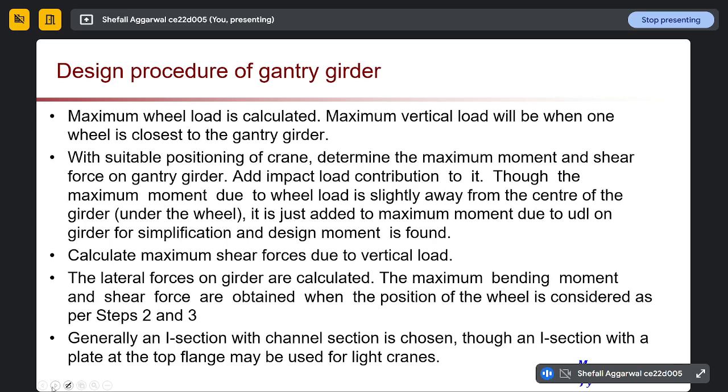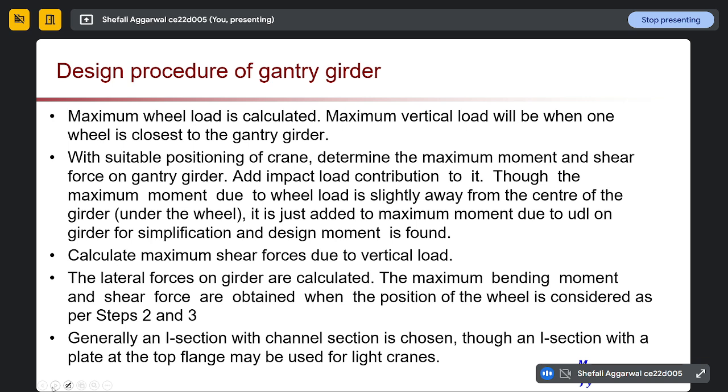So the next step is calculating the maximum shear force due to the vertical load. After positioning our gantry girder, we calculate the maximum loads. Then after calculating the maximum load, we calculate the maximum shear force. And then after calculating shear force, we calculate the lateral forces on the girder. So when we get the maximum moment and maximum shear force, then we calculate the lateral forces on the girders.